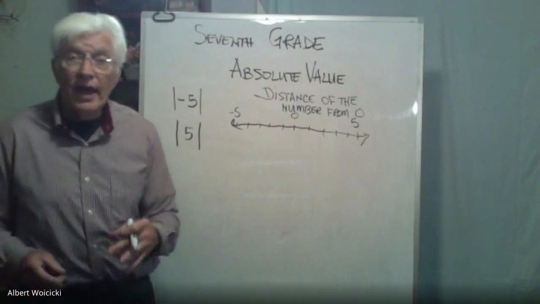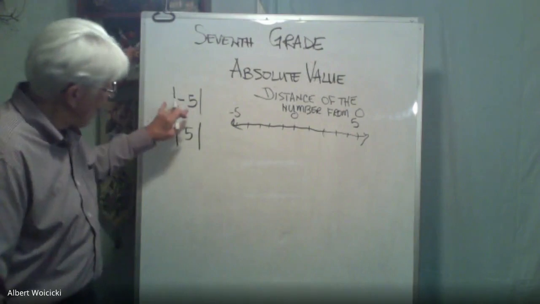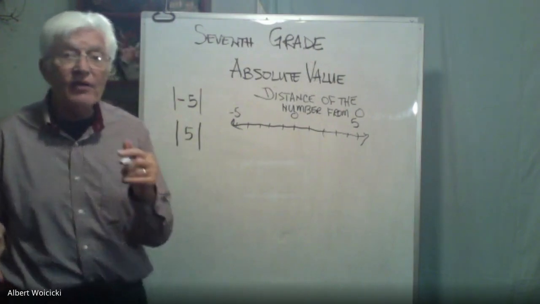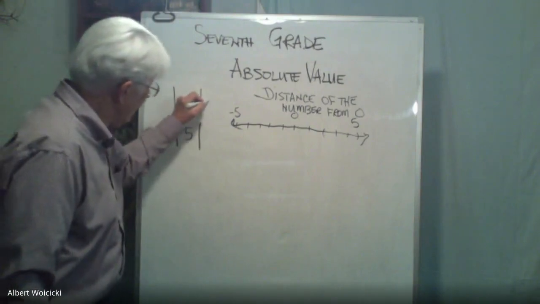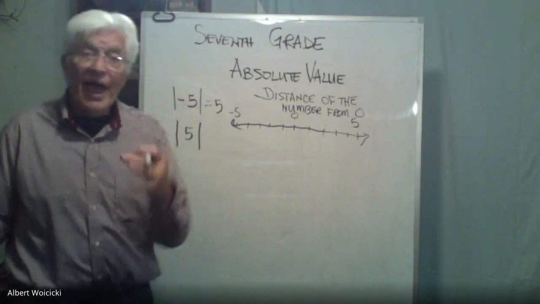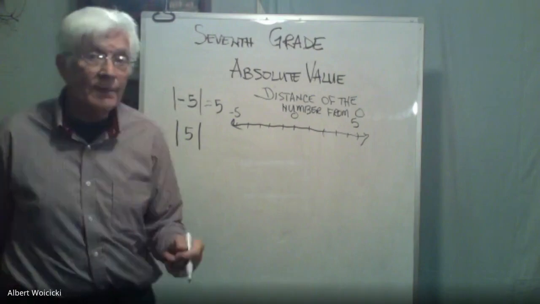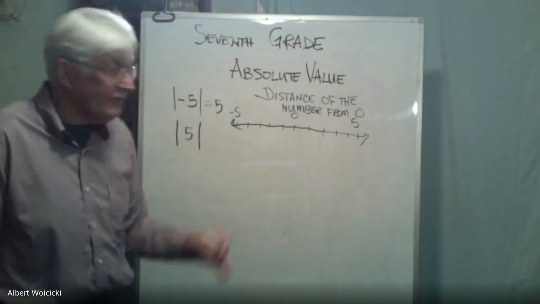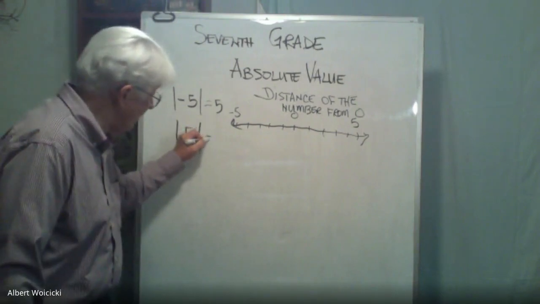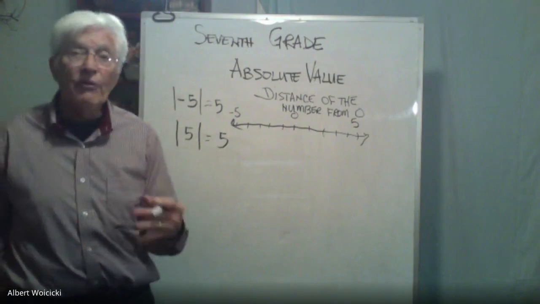So, if I ask the question, what is the absolute value of -5? I'm asking how far is -5 away from 0? It's 5 away from 0. So the absolute value of -5 is 5. And the absolute value of +5 is, of course, the same because it's also 5 away from 0.